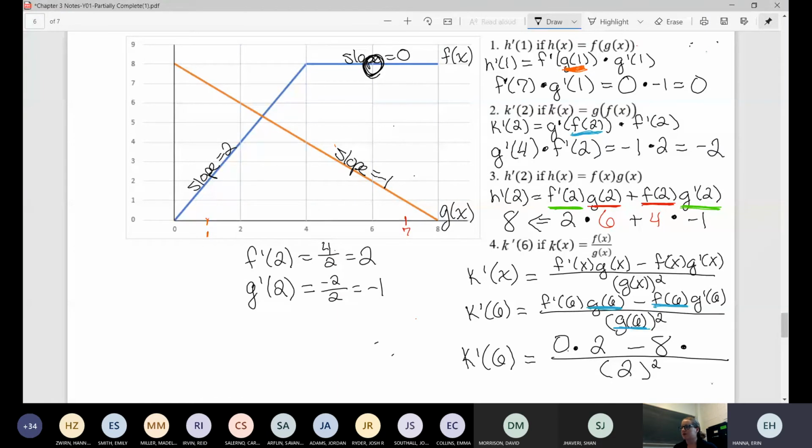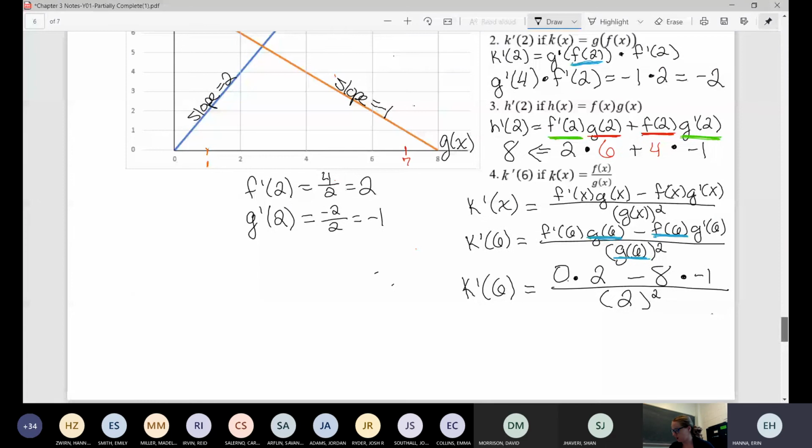Now all we're left with is to find g prime of 6. What's the slope of g at 6? It's the same as the slope of g everywhere, which is -1. So we'd have 0 plus 8 over 4, so 2.